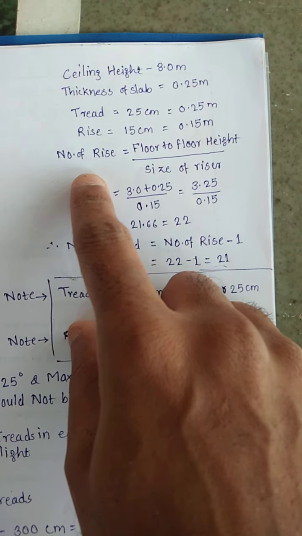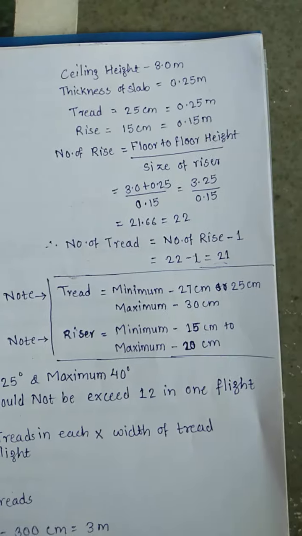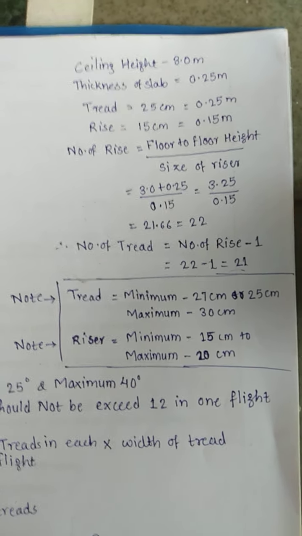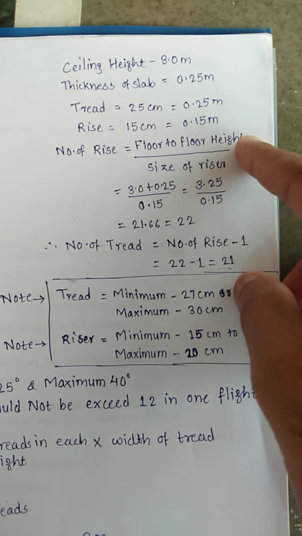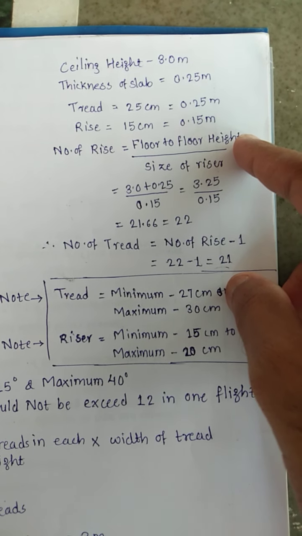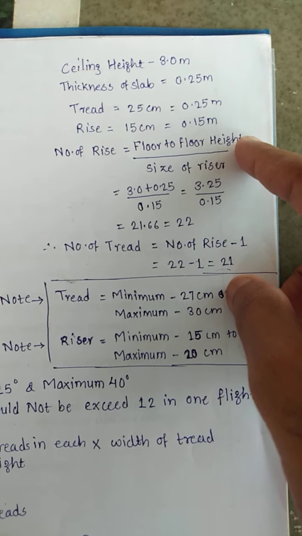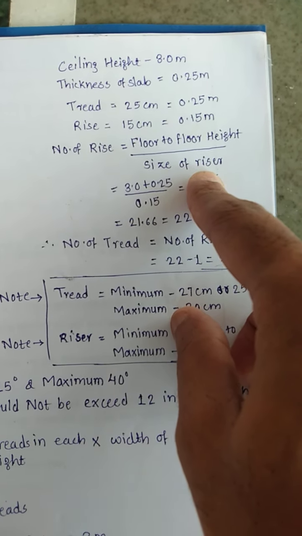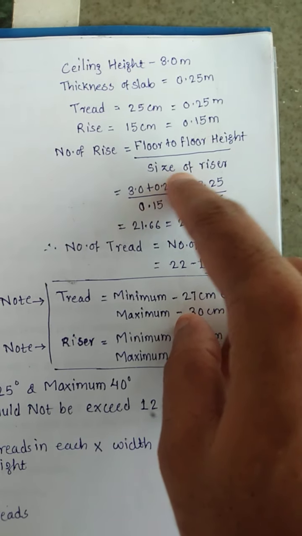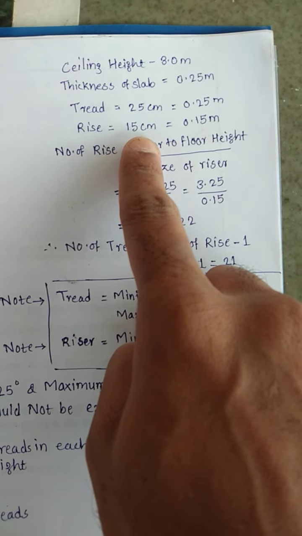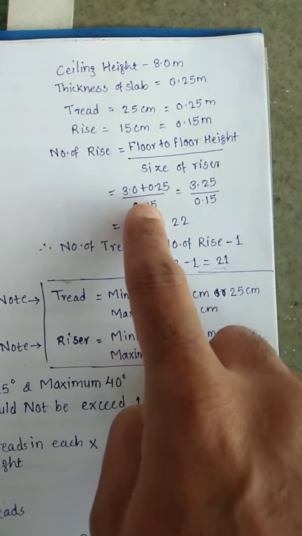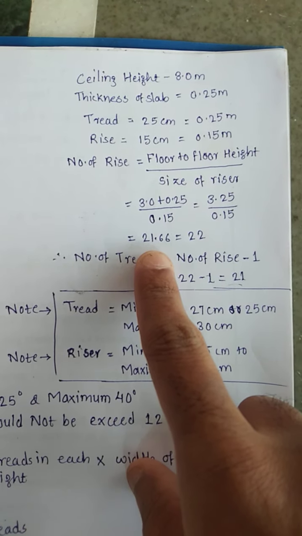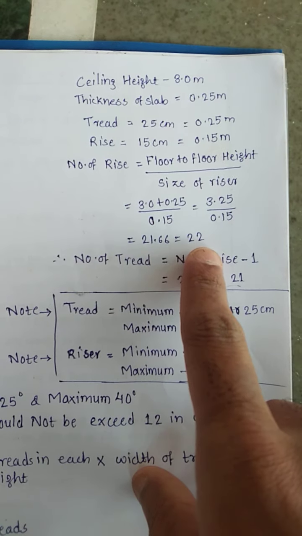Next, number of risers. There is a formula for calculating the number of risers. How to calculate it? For this we have to know the total height, or the floor to floor height of a room. So it is floor to floor height divided by size of the riser. If we divide by the size of riser, which is given here as 15 centimeter, then we directly get the number of risers. The number of risers is 21.66, that might be 22.